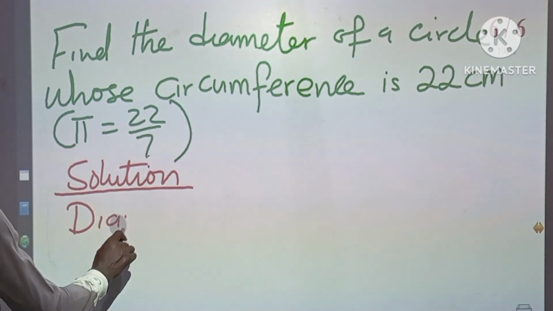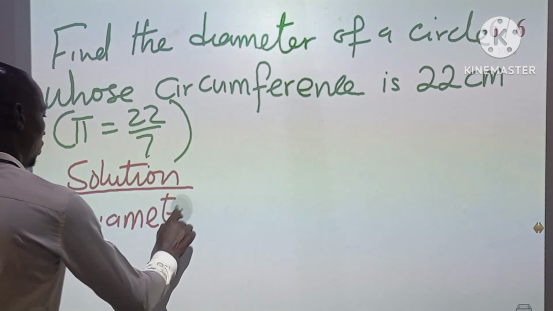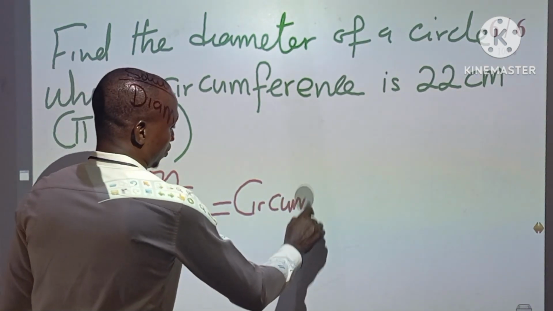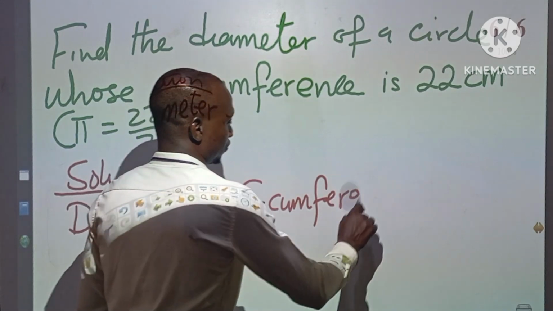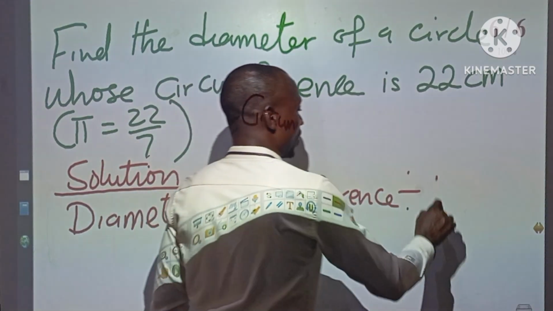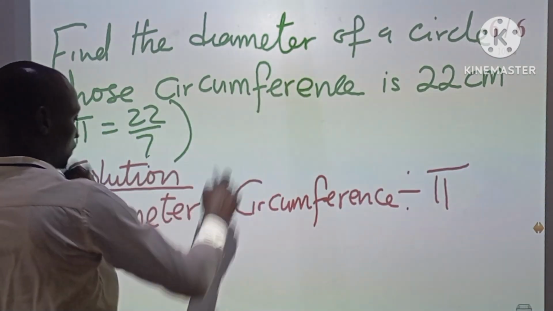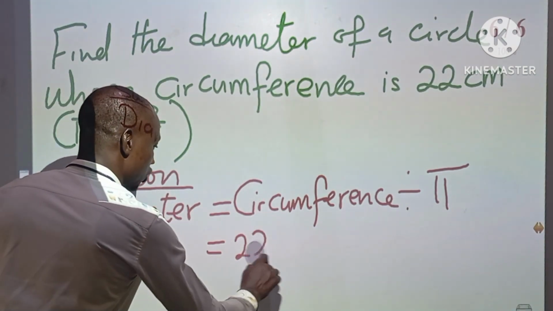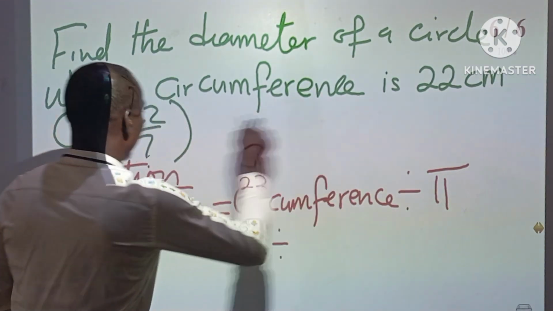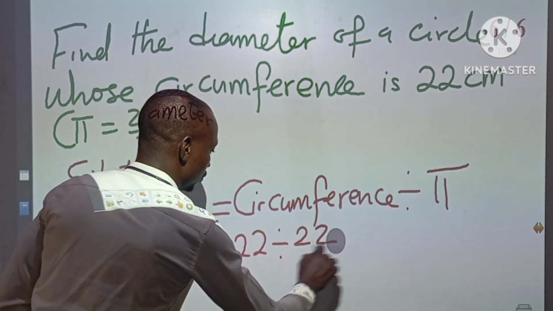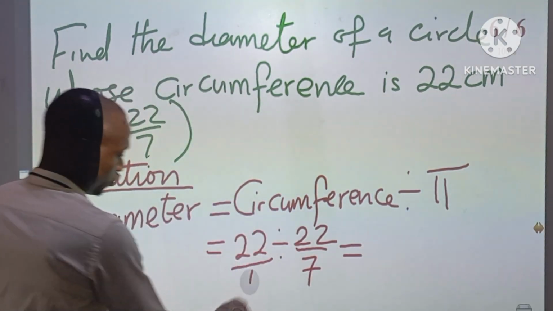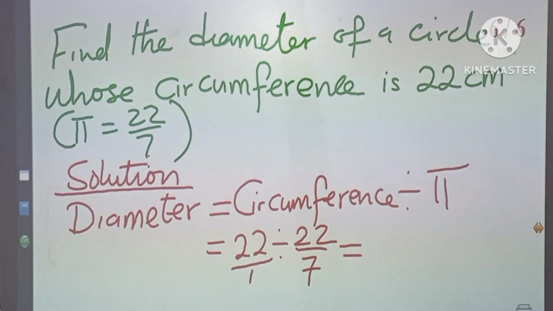Diameter is simple. It is equal to circumference divided by pi. And from the board, our circumference is 22. So we write 22 divided by pi, and the pi is 22/7. So it can be written as 22/1 divided by 22/7.